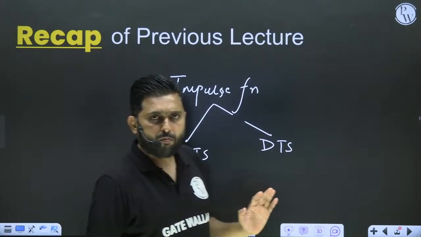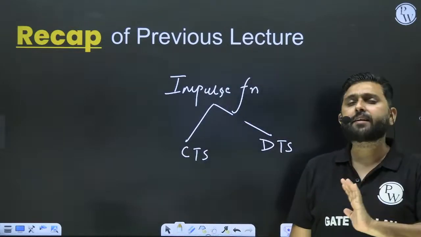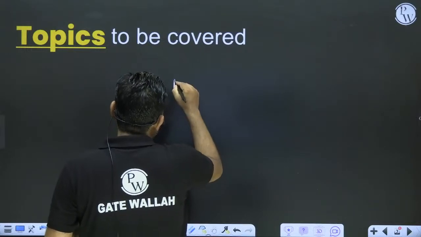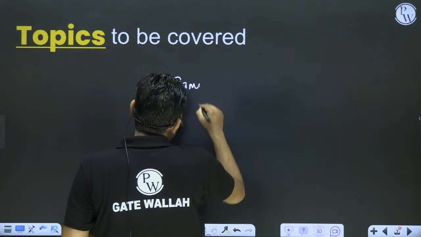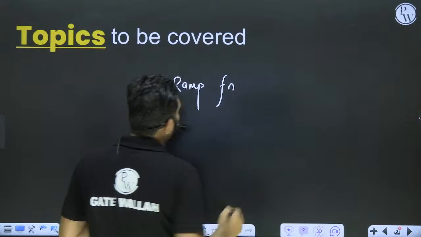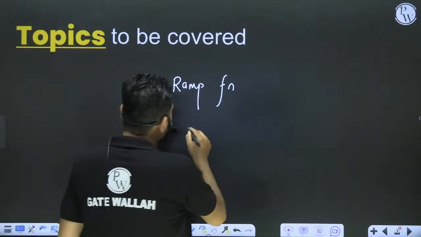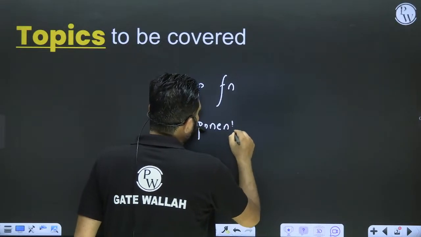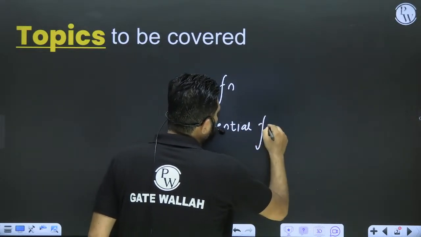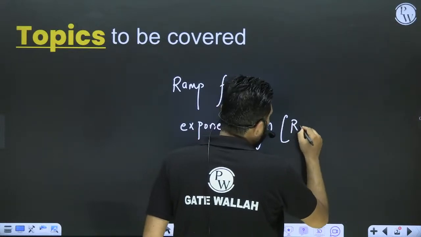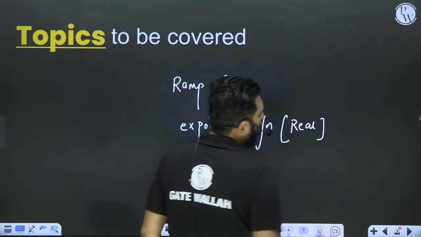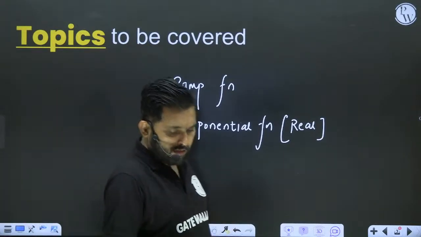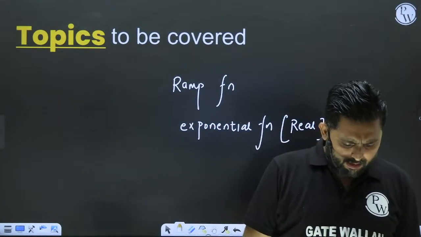Now let's cover a very interesting part. One is the ramp function. So in today's class we are going to cover the ramp function, and if time permits then we are going to cover the exponential function. At least the real exponential I have to cover. The complex exponential I will cover tomorrow in the periodicity. So this is the topic that I am going to cover in today's class.